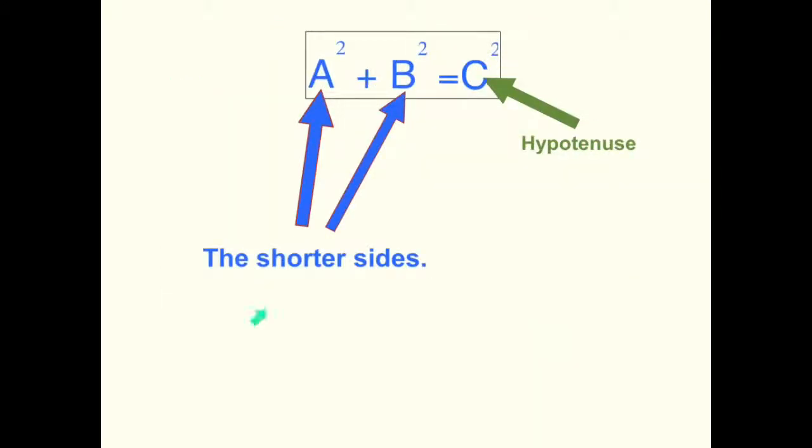So, Pythagoras' theorem states that a squared plus b squared equals c squared, where a and b are the two shorter sides and c is the hypotenuse.